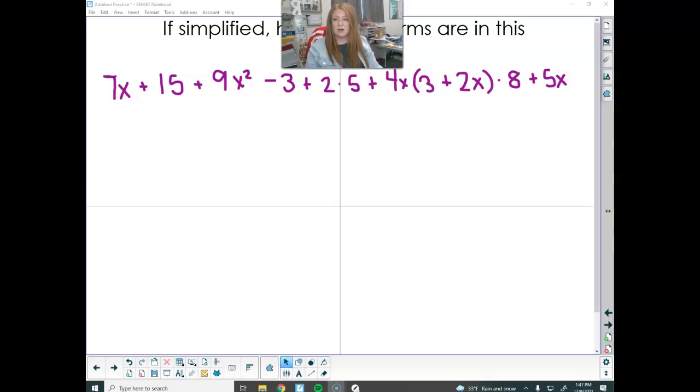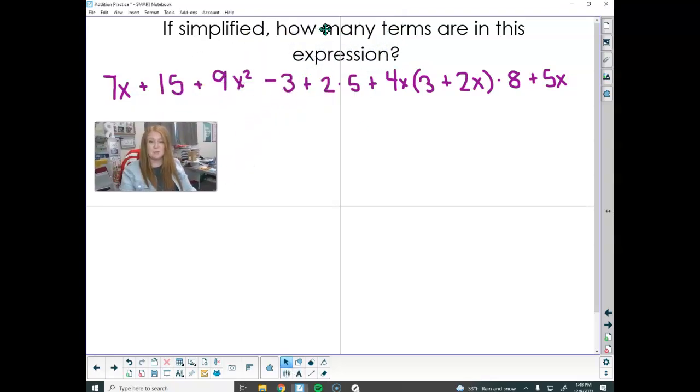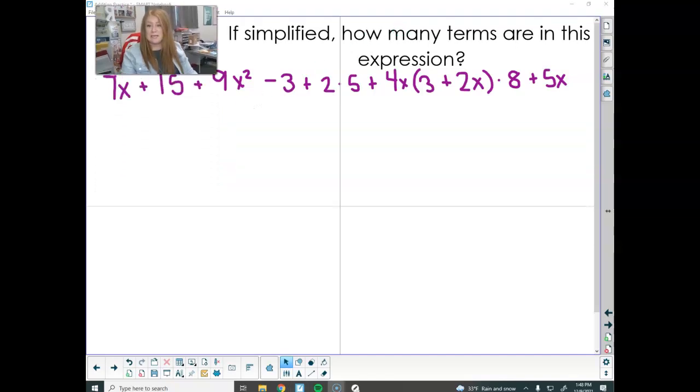All right, for our Module 8 RACE response, it asks us that if we simplify this expression, it wants to know how many terms are in this.